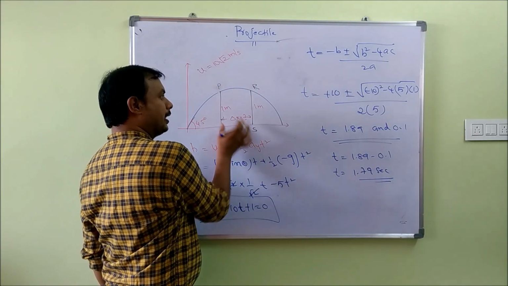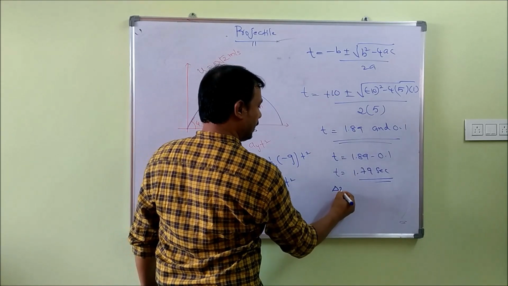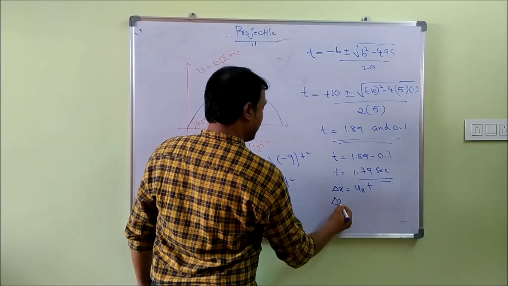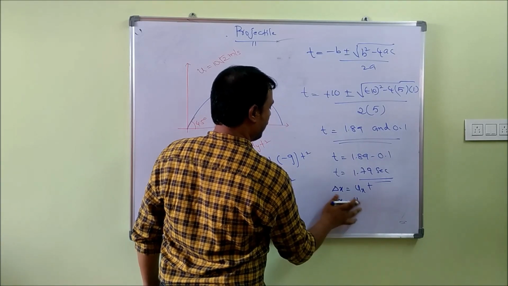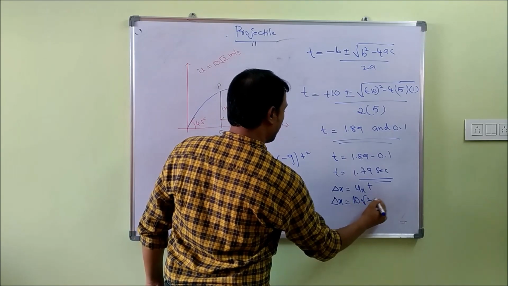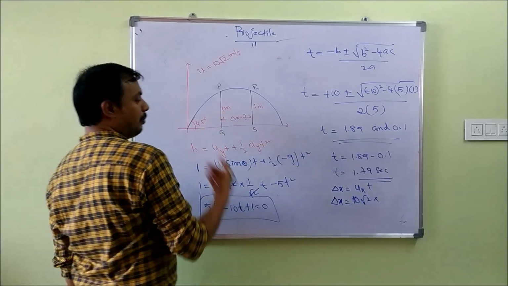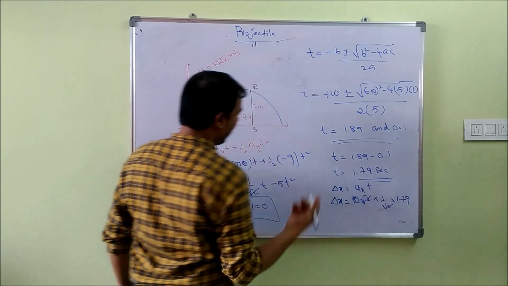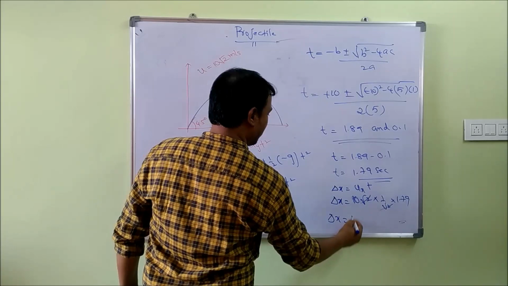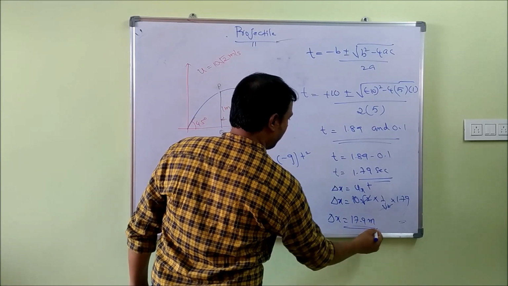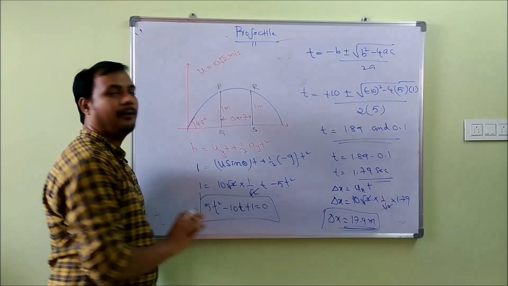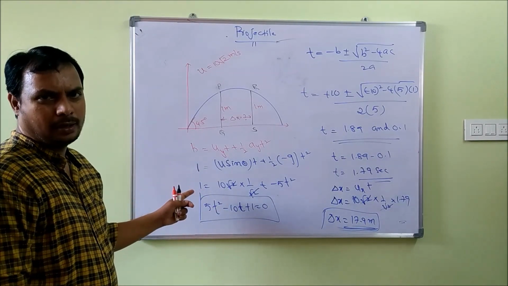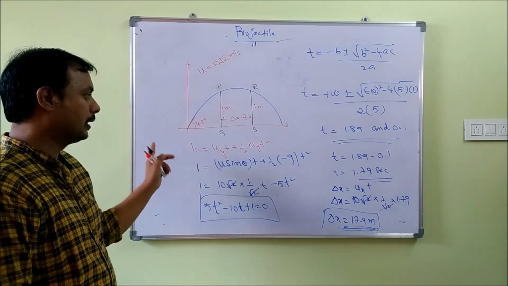I need the distance between these two poles. So distance is equal to horizontal velocity into time. That is delta x equals u cos theta times time. U is given as 10 root 2, cos 45 is 1 by root 2, and the time difference is 1.79, so root 2 cancels out. That is delta x equals 17.9 meter. So this is one type of model on projectile motion. This is the second model; already I discussed the first model.